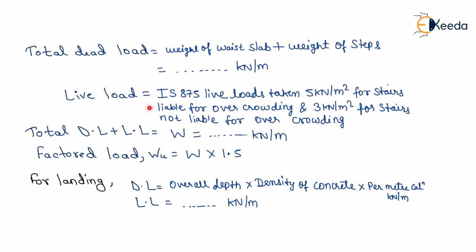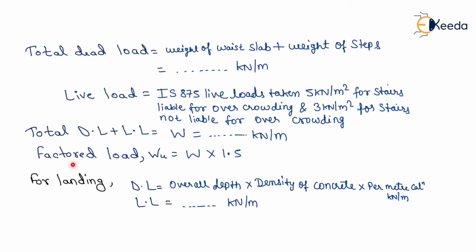Live load equals IS 875. Live load taken 5 kN per meter square for stairs liable for overcrowding, and 3 kN per meter square for stairs not liable for overcrowding. Now total dead load plus live load equals capital W, in kilonewton per meter, we will calculate.